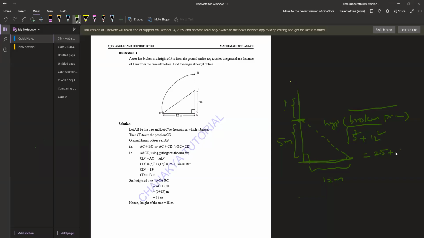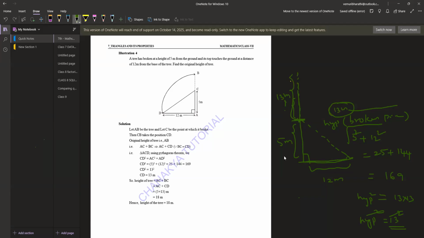25 plus 144, how much? 169. 169 can be expressed as, why? Because this is hypotenuse square. Can we write it as 13 into 13? Yes, hypotenuse square is equal to 13 square. Both sides square cancel. Hypotenuse is nothing but 13 meters. The broken piece of the tree is this length, 13 meters.